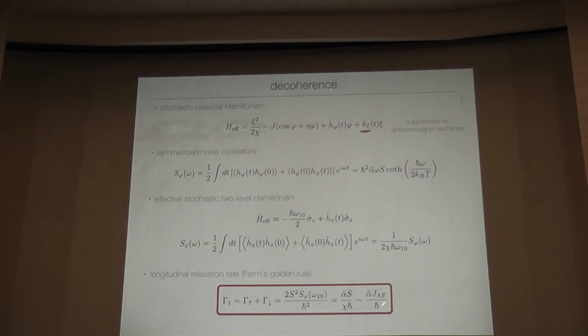And in the case of the antiferromagnet, the gamma 1 turns out to be very fast. It's the Gilbert damping times the internal exchange scale of the antiferromagnet. So it's very much stronger, larger than the ferromagnetic case.